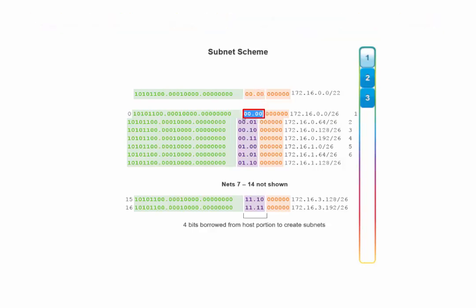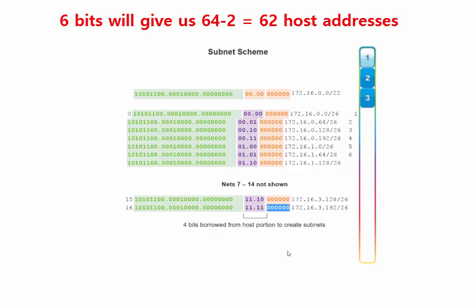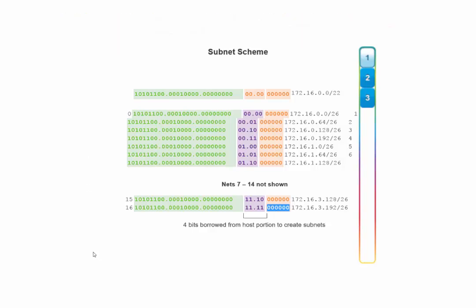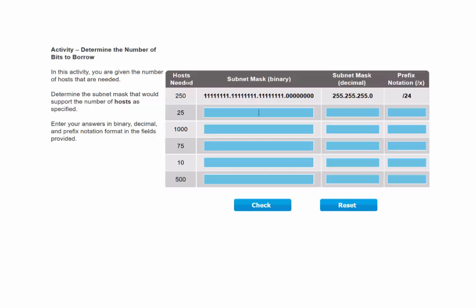So starting from 0000 all the way to 1111 here, in that case we end up with only 6 bits for the host portion. And in that case, the number of valid host addresses that we can have is 62, which is 2 to the power 6 minus 2. So this example here shows how to design the subnetwork address based on the number of hosts needed per subnet.